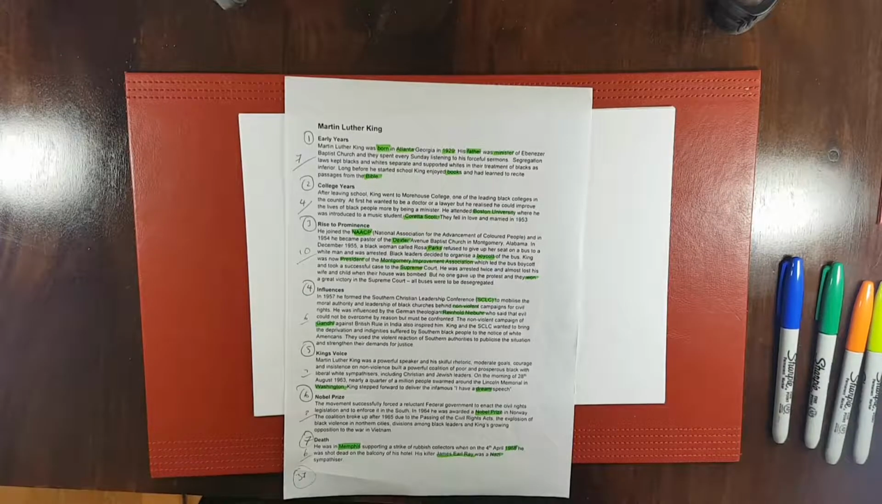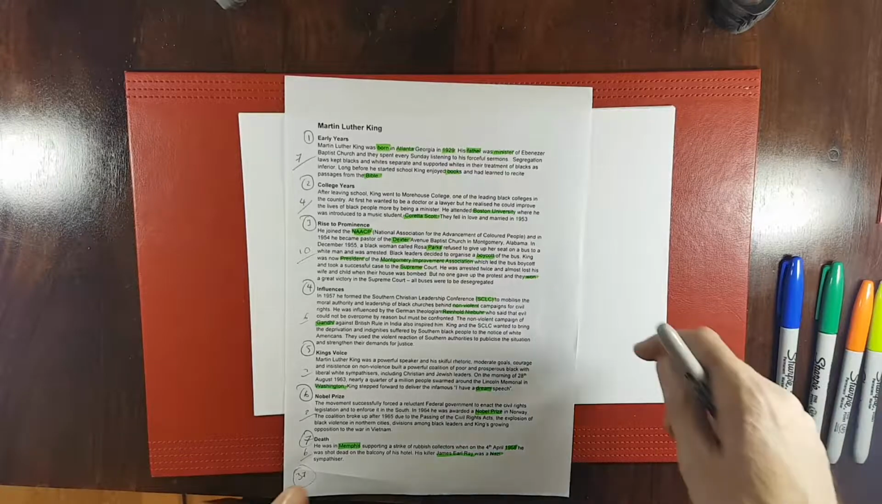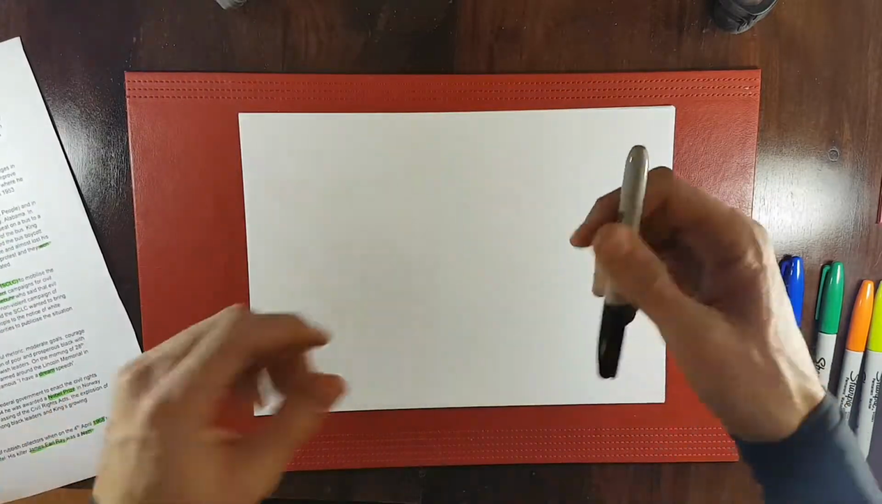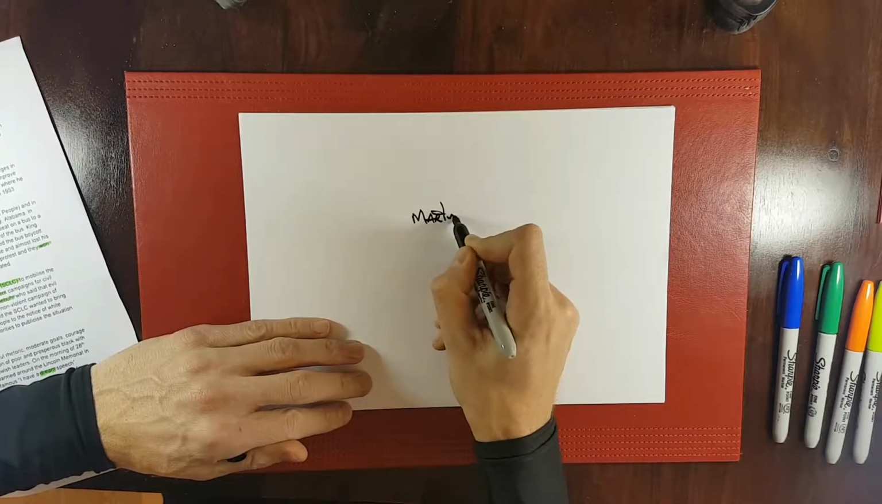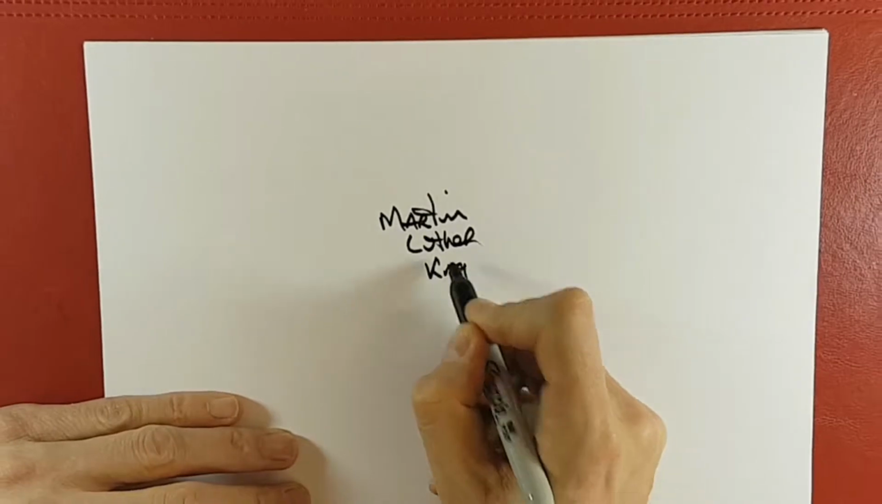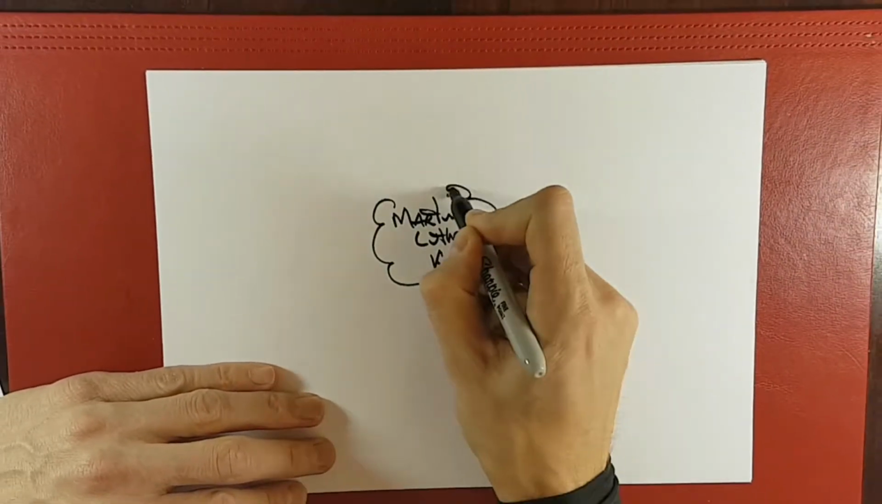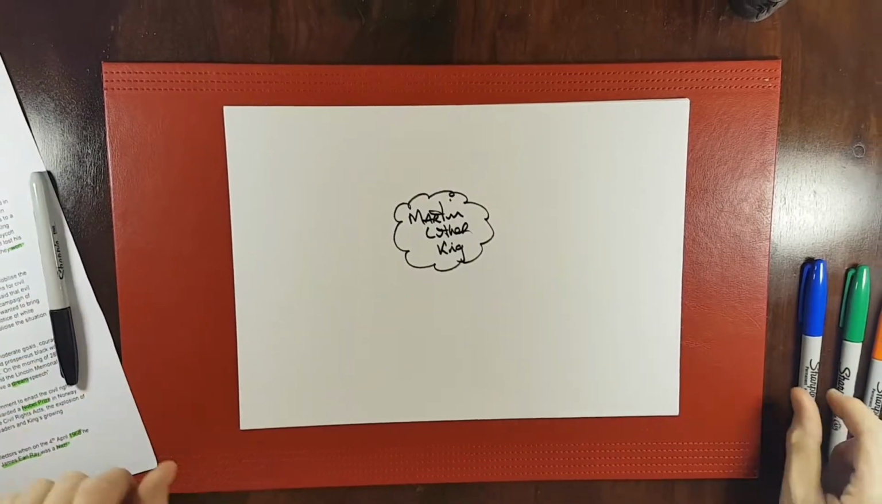Okay, so now what we're going to do is create the one-page summary. My favorite form of one-page summary is, of course, the mind map. What we do with the mind map is we start off with our keyword in the center, our heading, and the name of our topic is, of course, Martin Luther King. I always start off in the center with a bubble, something like so.